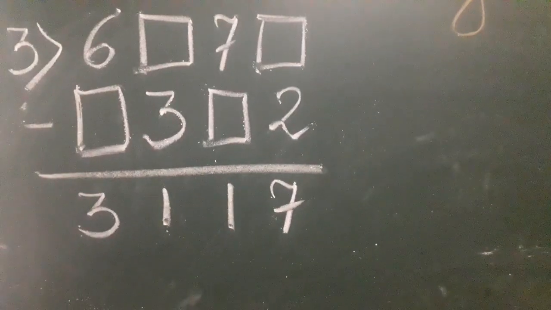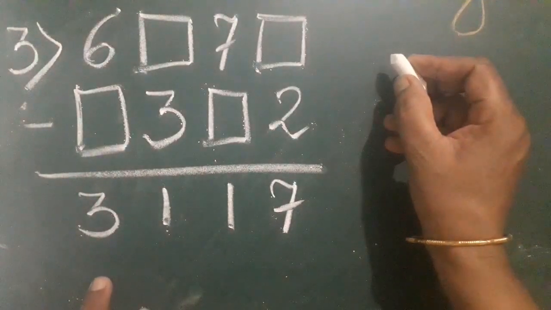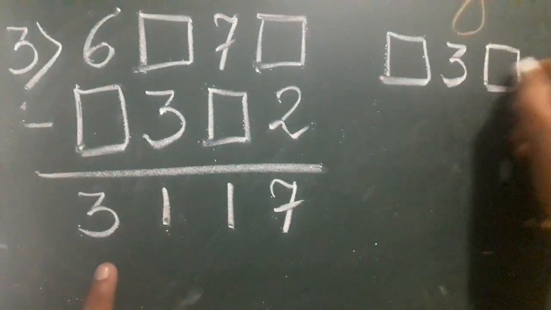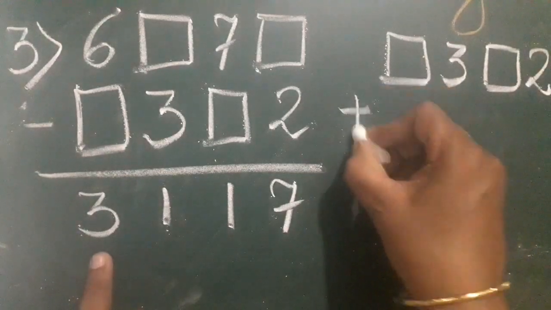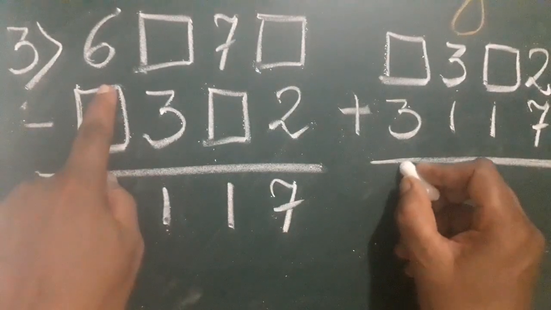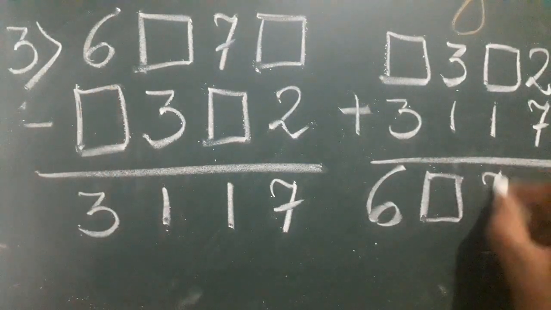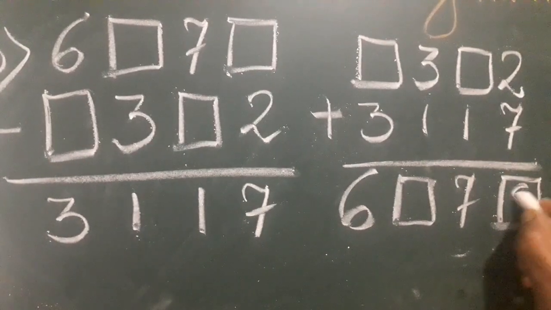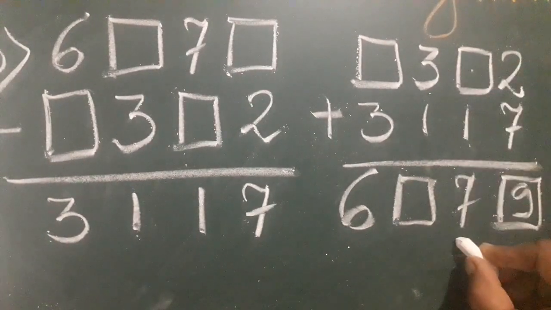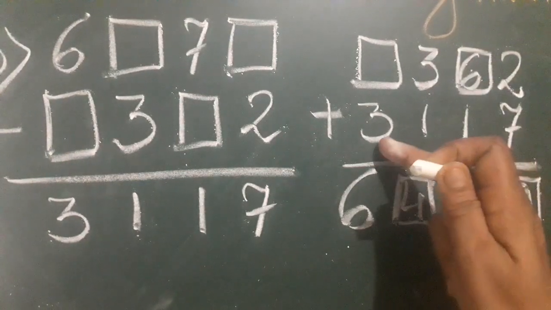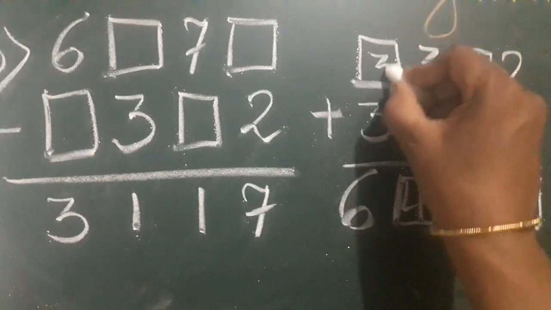See this third question. So now I will add these two numbers, that is box 3, box 2 plus 3, 1, 1 and 7, and I should get this number, that is 6, box 7 and box. 7 plus 2, that is 9. So here this number becomes 9. 1 plus which number is 7? So 1 plus 6 is 7. 3 plus 1 is 4. Now 3 plus which number is 6? So 3 plus 3 is 6.